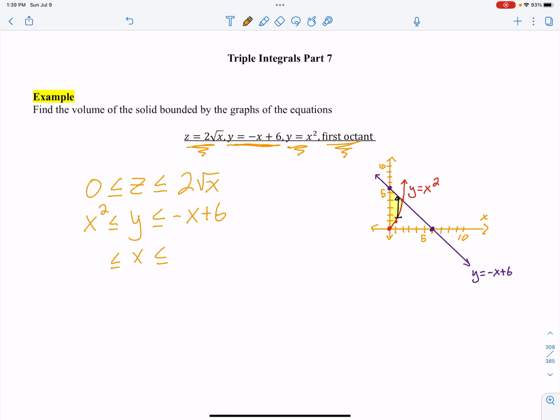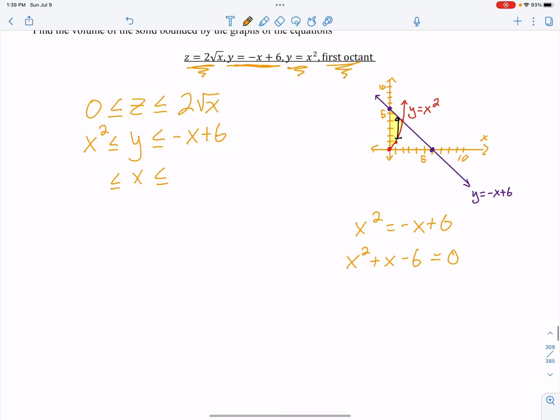So I'm going to set them equal. I got x squared equals negative x plus 6. And if I get this over to 0, I got x squared plus x minus 6 equals 0. This factors to x plus 3 and x minus 2 equals 0. So I got x equals negative 3. That's not it, but it's x equals 2. If I plug 2 into each one, I get 4. Okay, cool. So I know x is caught between 0 and 2.